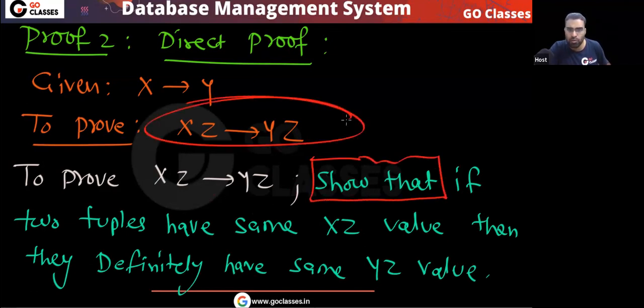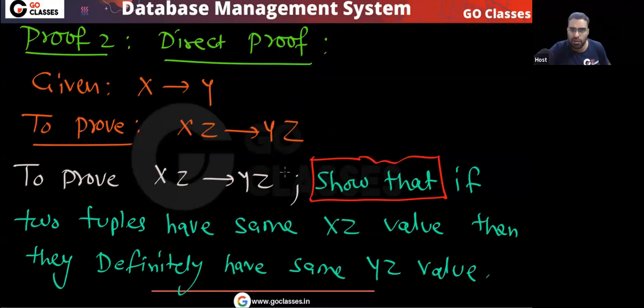See, this is what you want to prove. Now, if you want to prove this, you need to show that if two tuples have the same XZ value, then they will have the same YZ value. Agree? This is the definition of functional dependency. Now let me take some same XZ value. This is your XZY.